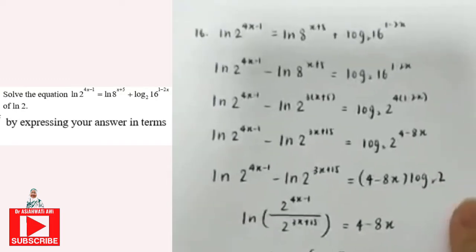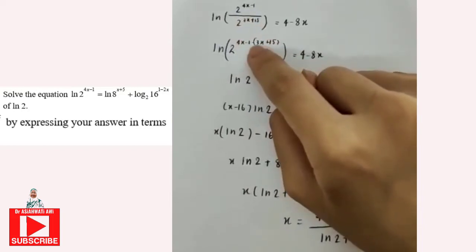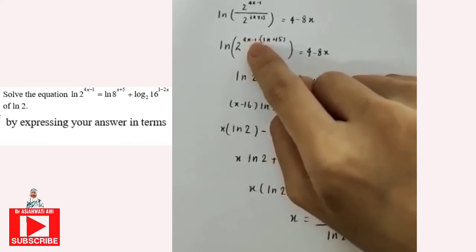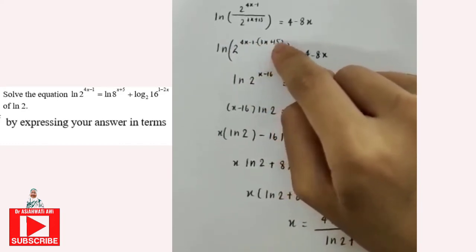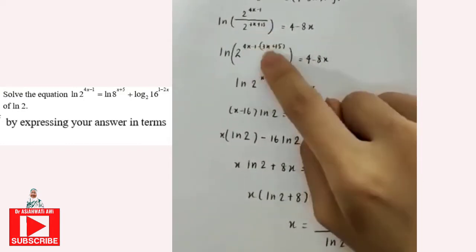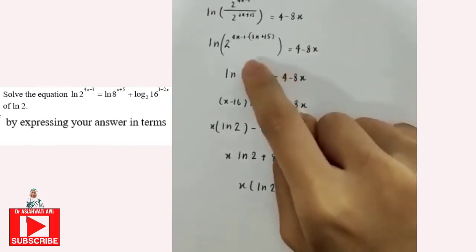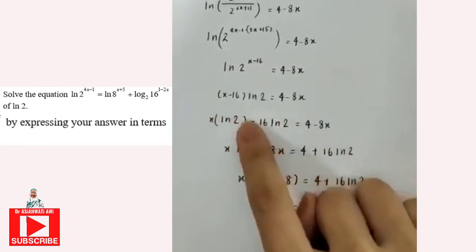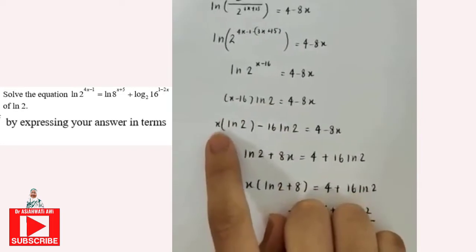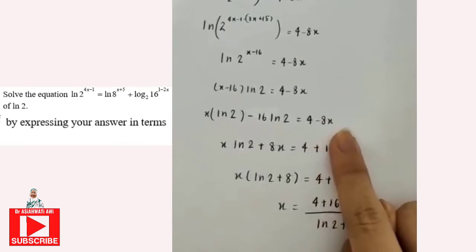2 will become 1. So from here, as it is in the same base, we can directly minus the power form. So we become ln 2 power 4x minus 1 minus 3x and minus 15 equals 4 minus 8x. So this will form ln 2 power x minus 16. So we put this x minus 16 in front of ln 2, and then we times it 1 by 1 with this ln 2 and it will become x ln 2 minus 16 ln 2 equals 4 minus 8x.